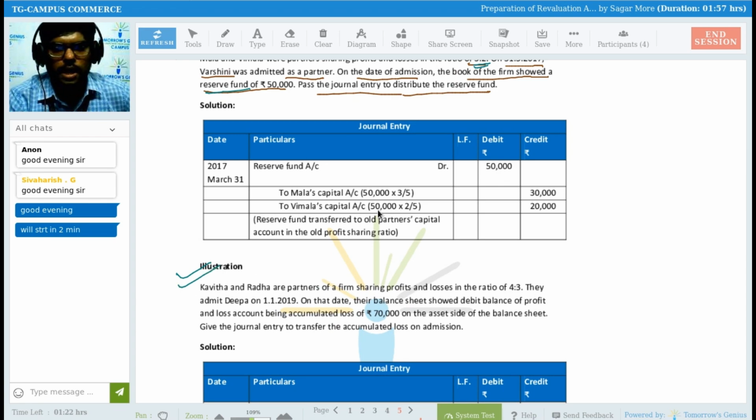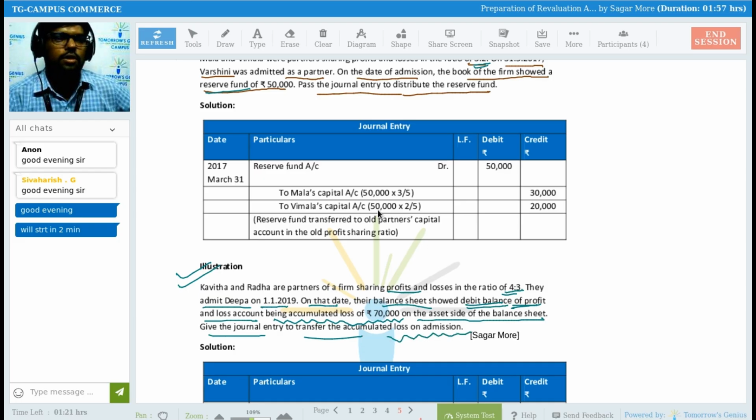Kavita and Radha are partners of the firm, sharing profits and losses in the ratio of 4:3. They admitted Deepa on 1st of January 2019. On that date, their balance sheet showed a debit balance of profit and loss account, being an accumulated loss of rupees 70,000 on the asset side of the balance sheet. Give the journal entry to transfer the accumulated loss on admission. We have to distribute the accumulated loss.